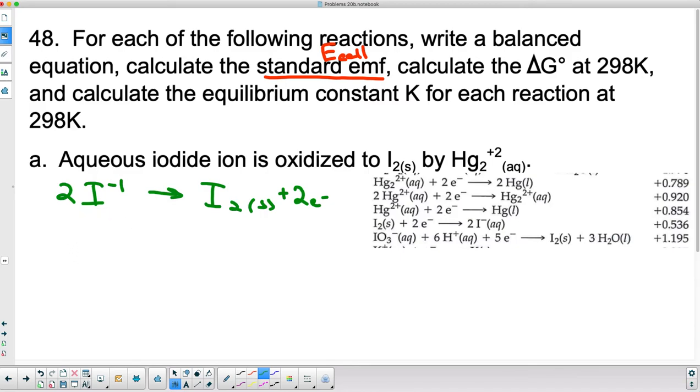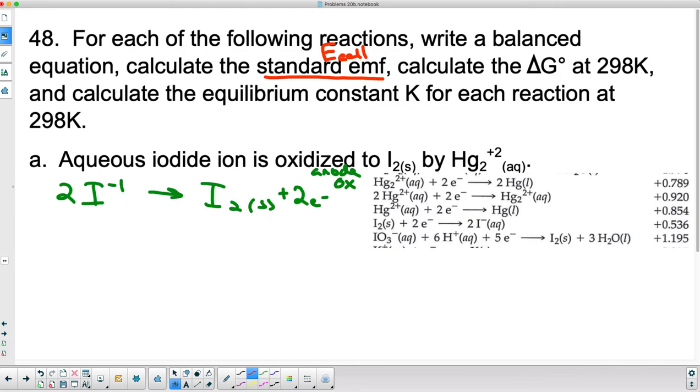So all I have to do for this oxidation half reaction, this is where this happens at the anode, and that makes a difference. That's important. Is just write that. I don't have to worry about balancing oxygen and hydrogen and water and any of that stuff. So let's go right to the reduction then.